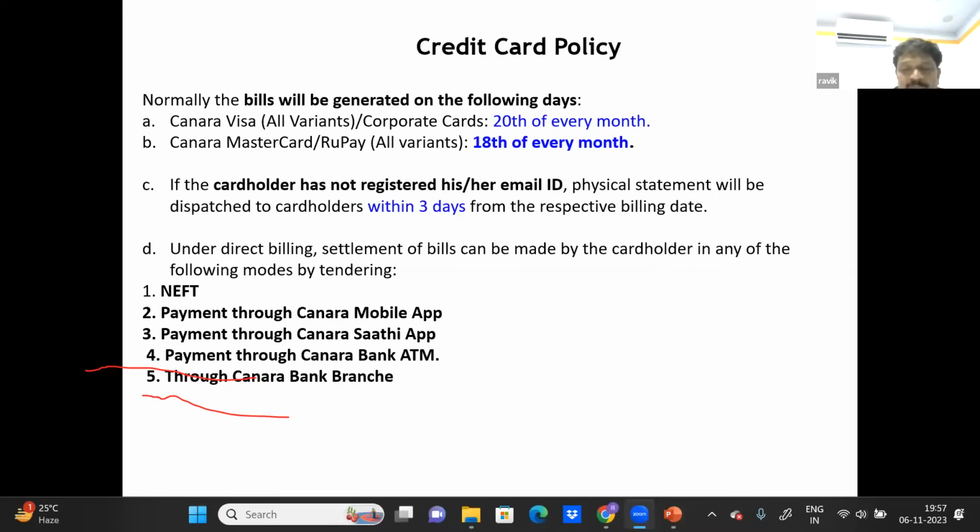Under that, what are the payment modes they have? See, through NEFT, we can clear the bill. Through the Canara mobile app, we can clear the bill, as you know very well, you might have paid credit cards. Canara Sati app, Canara Bank ATM, or through Canara Bank branches. Generally, as staff, ours is automatically debited from our account. But remember, customers can send NEFT, use the mobile app, Sati app, Canara Bank ATM, and Canara Bank branches also. There are 5 methods to clear the credit card bills.